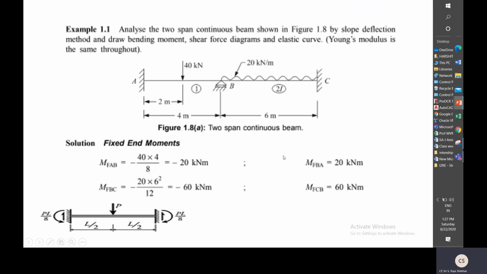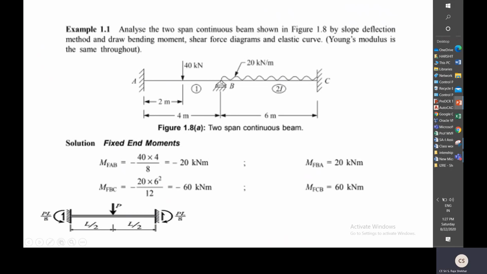For the span BA, fixed end moment for the BA is equal to the same. This is BA, this is B, and this is A. Fixed end moment for the BA is equal to PL by 8, but it is clockwise direction. Clockwise moment is considered as positive. So MFBA is equal to PL by 8, but positive sign, that is 20 kilonewton meter is the fixed end moment for the support B.